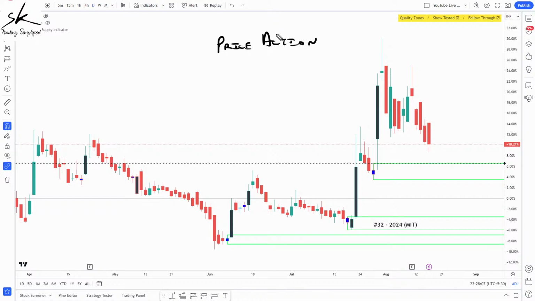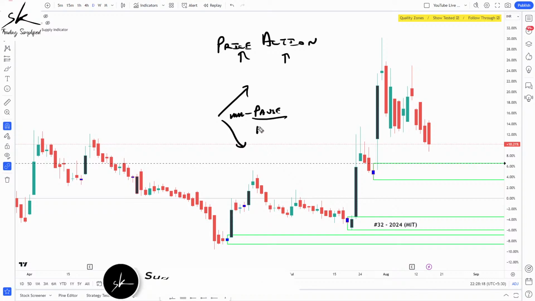Now, what do we mean by price action? Price action means the action done by the price. And what action can price do? Only 2 things. It can either move up or move down. But when it is moving in a narrow range, we call it the period of pause, or we can also call it basing.